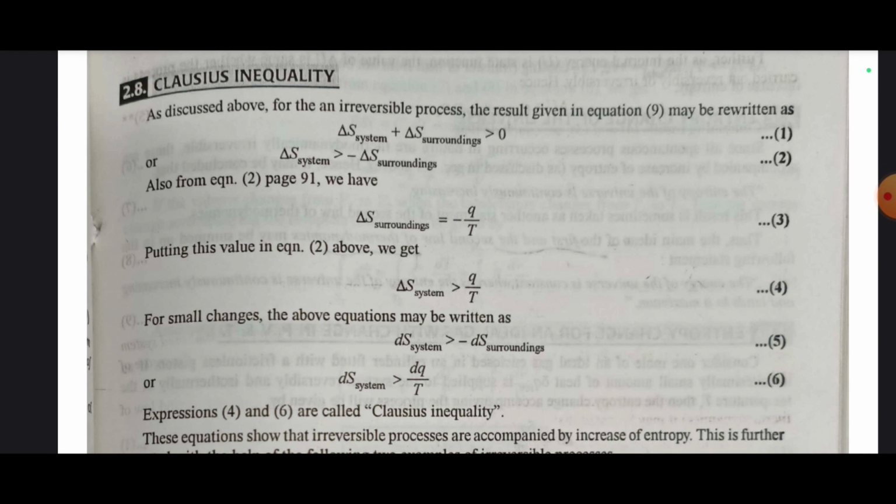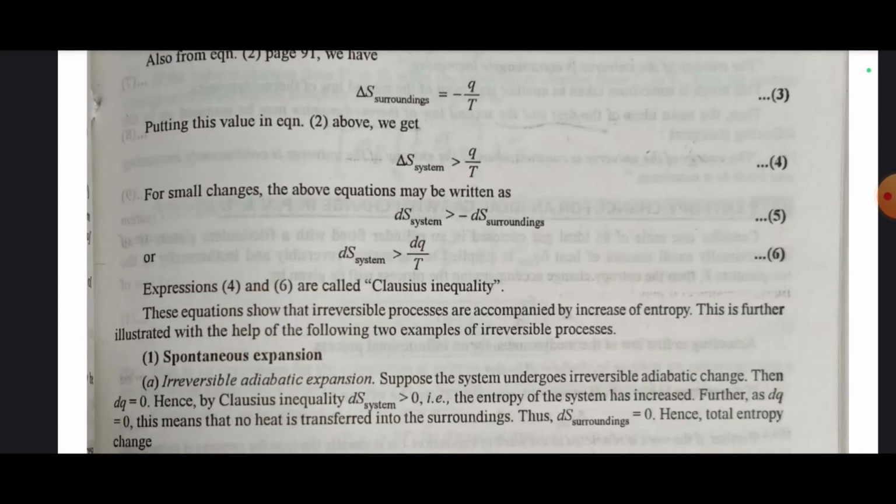Clausius inequality. As discussed above, for an irreversible process, the result given in equation 9 may be written as delta S system plus delta S surrounding is greater than 0. So, delta S system is greater than minus delta S surrounding. So, we have delta S surrounding is equal to minus Q by T, and putting this value, we get delta S system is greater than Q by T. For small changes, the above equation may be written as dS system is greater than dq by T. This expression is called Clausius inequality.